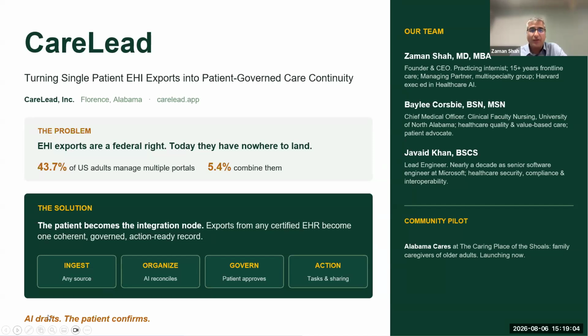The export can come from any potential EHR, any certified EHR, and the patient gets only one coherent, governed, action-ready record that they are the ones who control. So CareLead basically keeps the patient in the middle as the integration node.